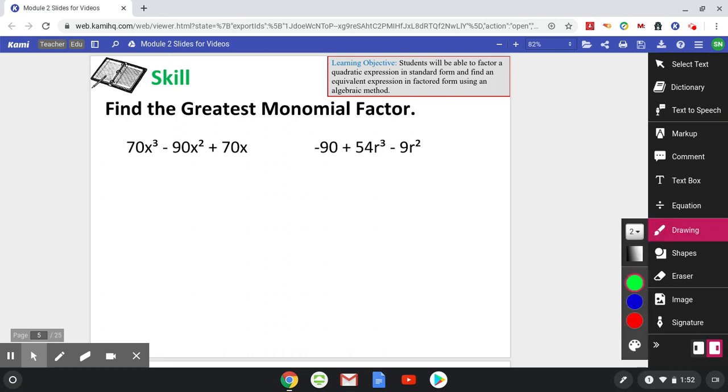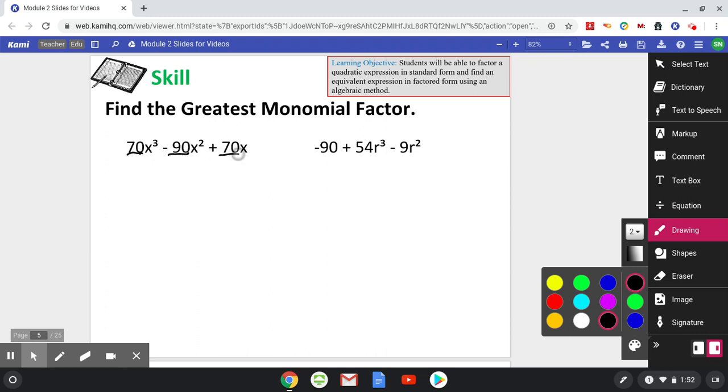For this problem, step number 1 is to figure out which number divides all the terms. Which number divides 70, 90, and 70? In this case, the answer is 10. That means that we will be putting a number 10 outside. That's the monomial that we're going to factor. So 10 on the outside.